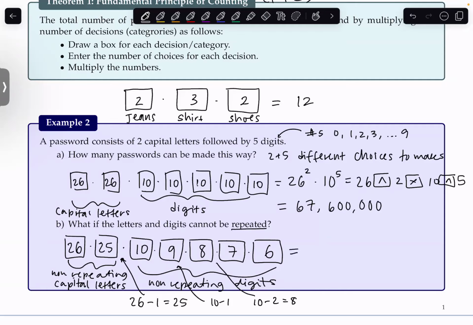So here I see, after putting this into my calculator, that I have 19,656,000 different passwords. So these are all the options I had for my passwords when I'm no longer allowed to repeat any digits or any of my letters. So I did shrink the number of possible passwords by adding this restriction about not being able to repeat.